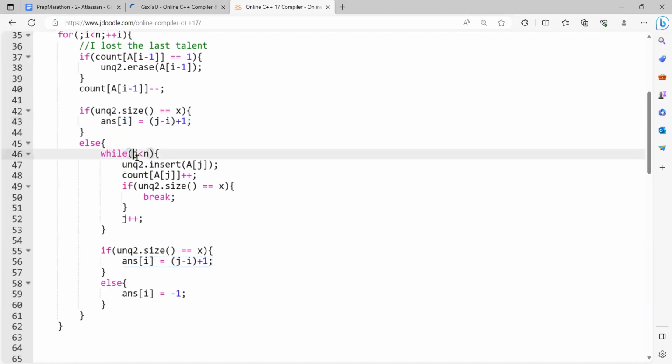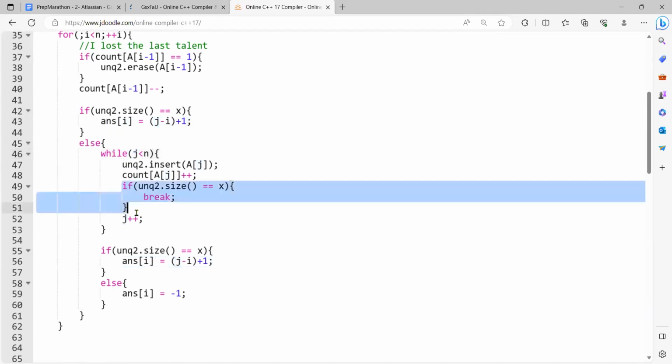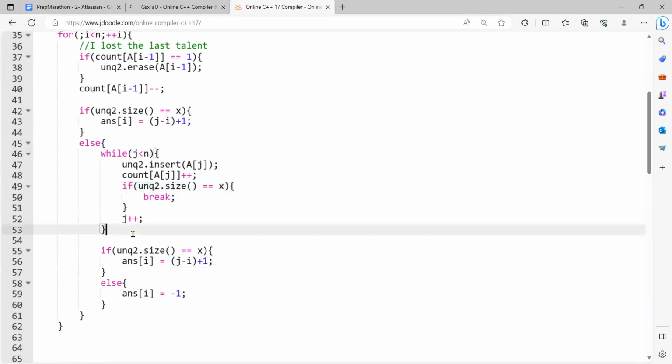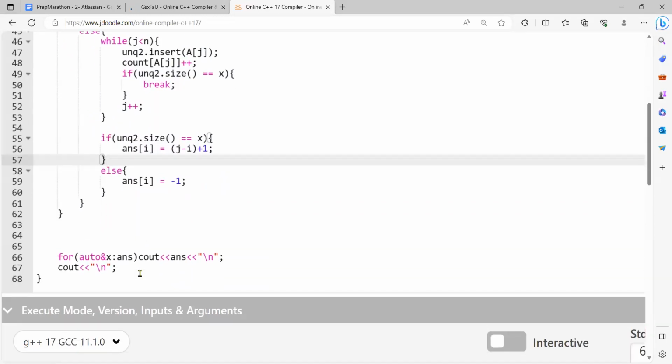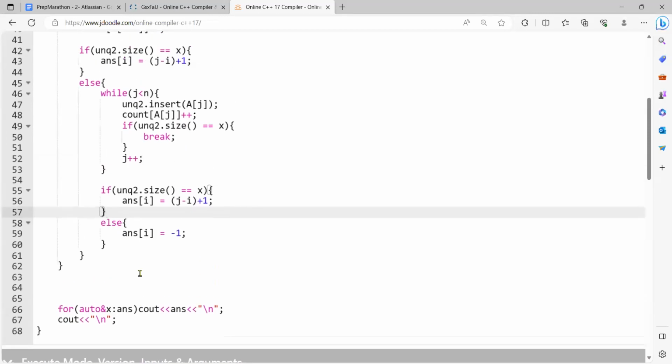More talent means getting the j talent and then j plus 1 and so on until I get x number of talents. So this is the while loop for that. Once I'm coming out of the while loop, if number of talents is equal to x, it means I have enough talent. If it is not equal to x, it means I cannot get it. So in this way, I'll generate all the answers for every index.